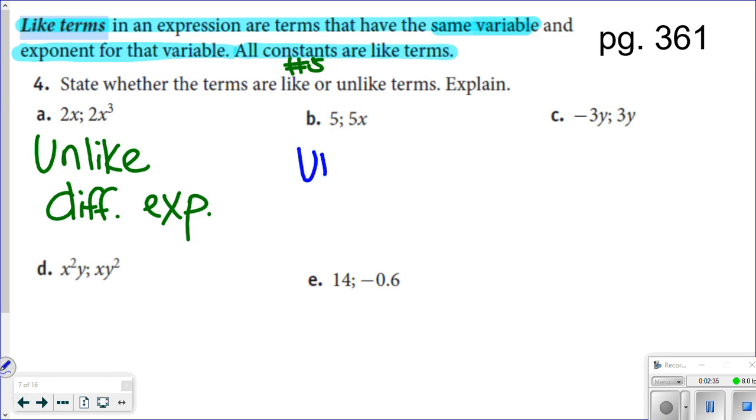B, these terms are unlike terms, so we cannot combine them or put them together. Why? Because one has a variable x and one does not. So this 5 is just a constant term. We cannot combine them or put them together. C, these are like terms. Same variable of y's and same exponent of 1. So we could combine these and put them together.